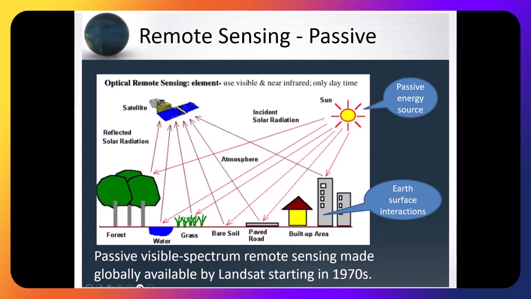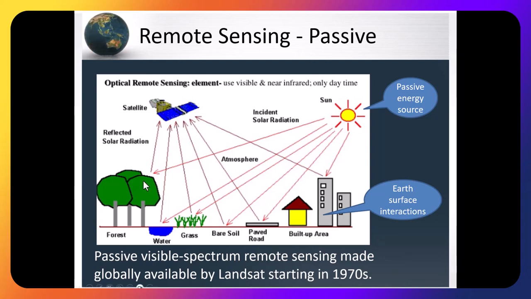But in any event, the landscape reflects solar energy from the passive energy source of solar energy, and each of these surfaces contributes a different property to the reflected imagery. So, for example, water is highly absorptive in many wavelengths, but it does reflect in some wavelengths.